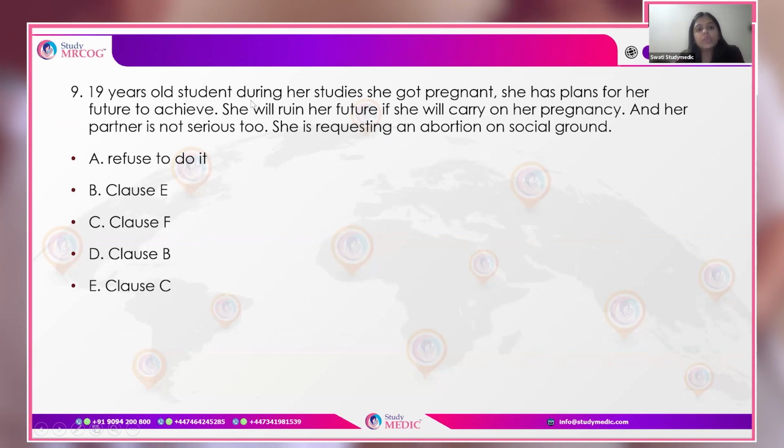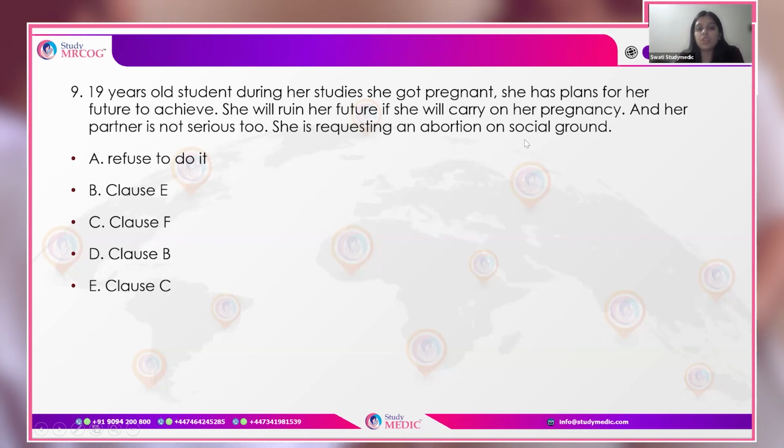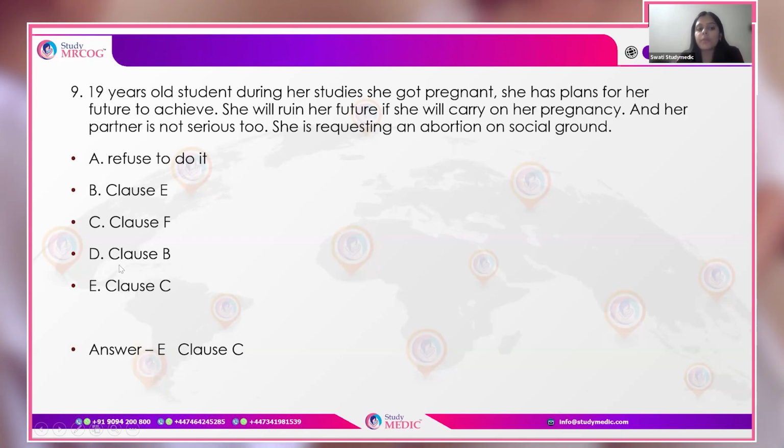A 19-year-old student during her studies gets pregnant. She has plans for her future to achieve. She will ruin her future if she carries on her pregnancy. She's concerned about this. Her partner is not serious either. So she is requesting an abortion on social grounds. Under which clause will you abort? So this is actually the commonest indication for termination of pregnancy in the UK, and this falls under clause C. Please do remember, clause C is the commonest clause under which maximum abortions take place.